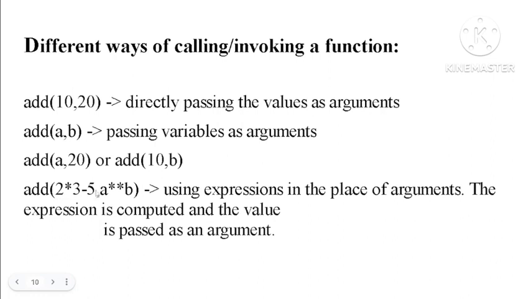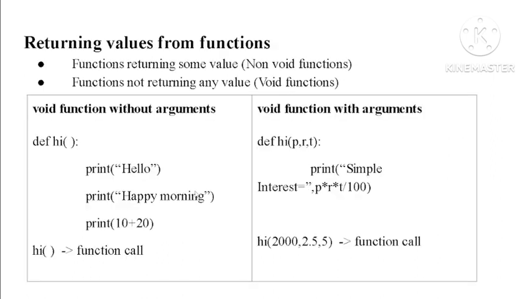So add of 1 comma 8. What happens when you pass an expression as a variable instead of a variable? The expression is computed and the value is passed as an argument. So there is nothing wrong in using any of these types while calling or invoking a function.